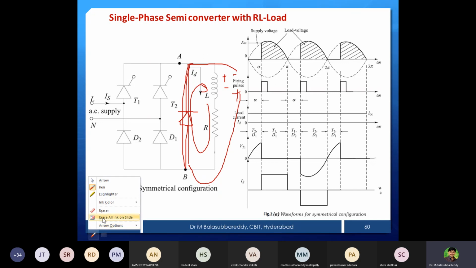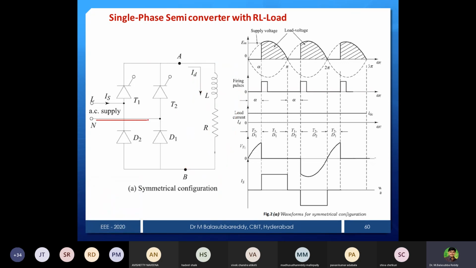Again, during the negative half cycle, what will happen? It goes through T2, again D, R and L, then goes to out. Again, here the diode is there now. Continuously the diode will be there in the circuit itself. Then what will happen? Energy will be, this is minus, this is plus. Again, this diode will be forward biased. This loop will be repeated.